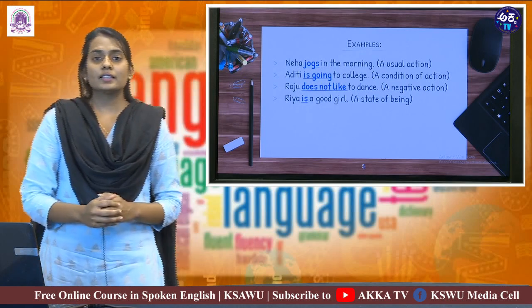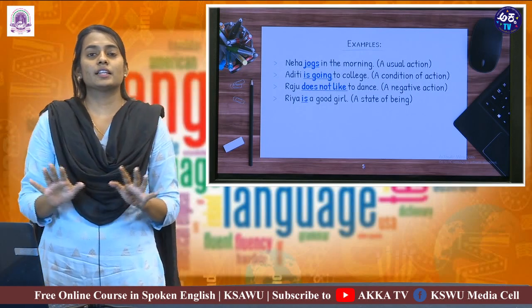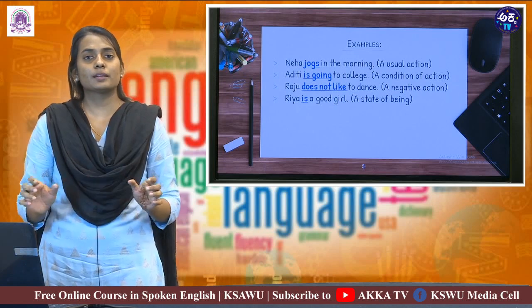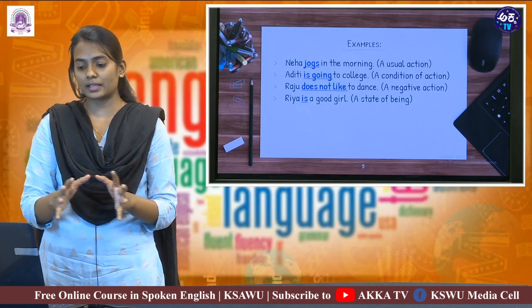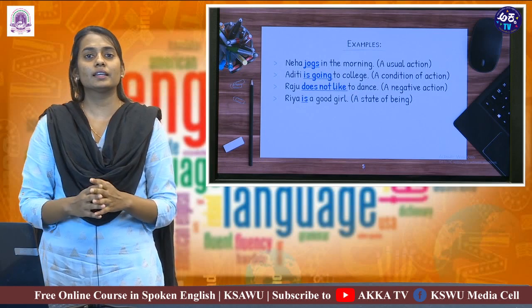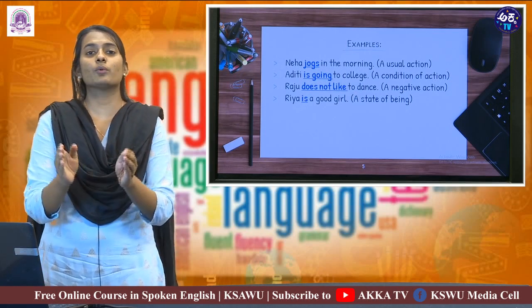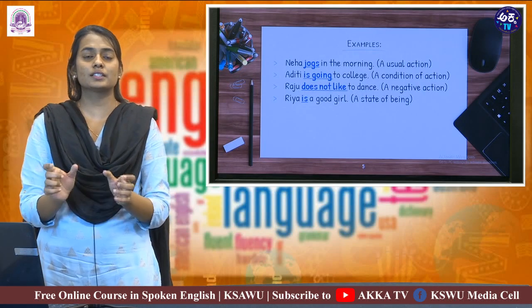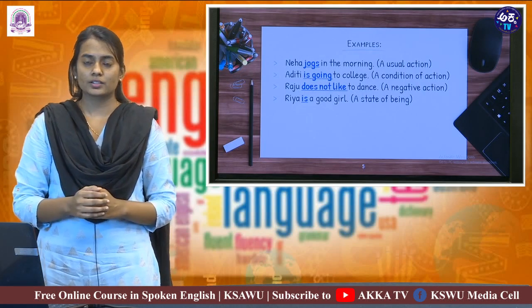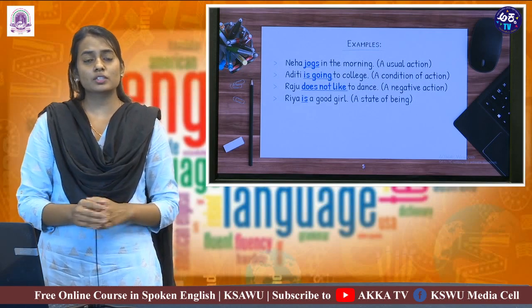Then, Riya is a good girl. So it is just a state of being. It is just a statement, like we are saying Riya is a good girl, or we can say that Neha is a naughty girl. So here we are just telling what type of girl she is. Here it is just a state of being. So these are a few examples of the verbs.